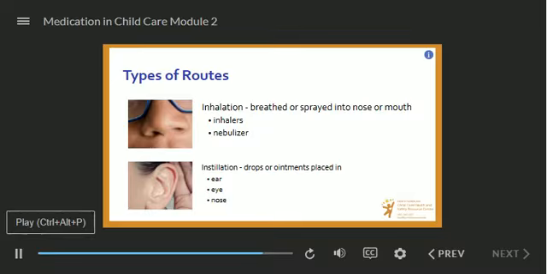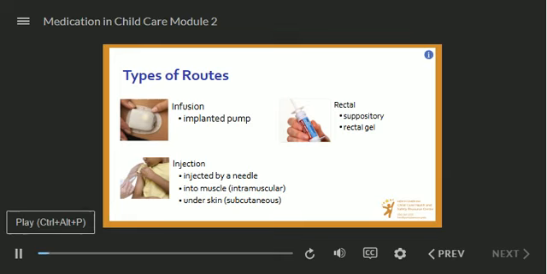Instillation medications are put into the ear, eye, or nose. These can be drops or thicker ointments. Some medications are delivered by implanted pumps, which are attached to the body. These are called infusions. The medication to be delivered is programmed into the device that controls the pump.